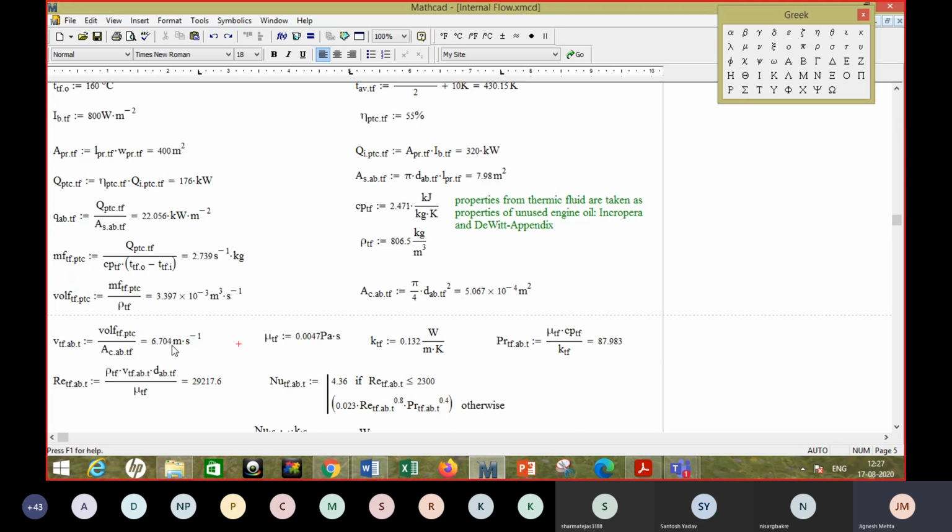And the thermal conductivity of the fluid is 0.132 watt per meter Kelvin. And find the Prandtl number. So Prandtl number is mu Cp by K, and that comes out to be around 88. Right, so you can see the Prandtl number value is also much higher than what you get from water. For water, I think you got it somewhere in the range of 4 to 10, right? So here it is much higher.